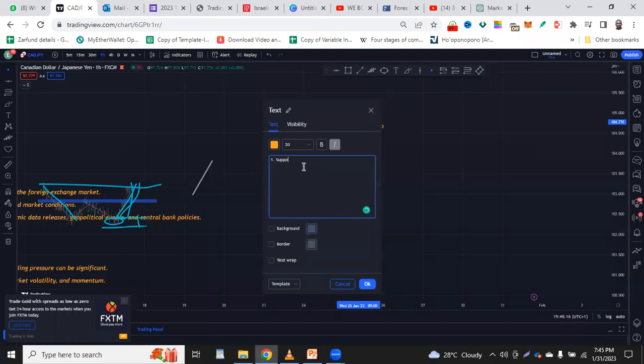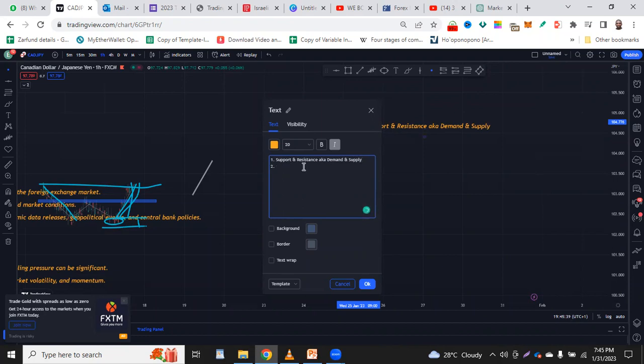support and resistance, otherwise known as demand and supply. Demand and supply, that's the first thing we want to identify, right? So these are some of the first things we want to identify.